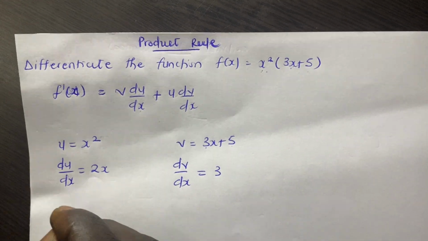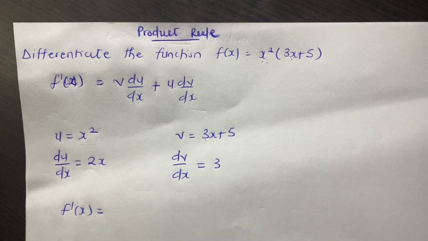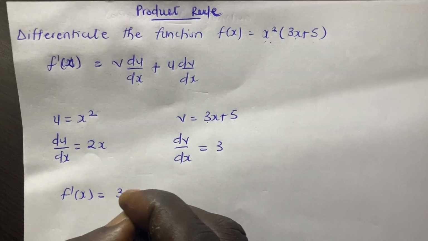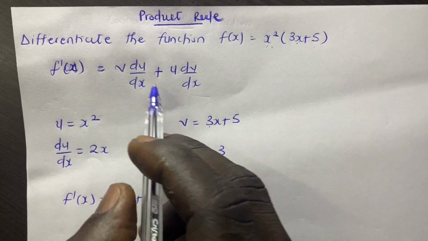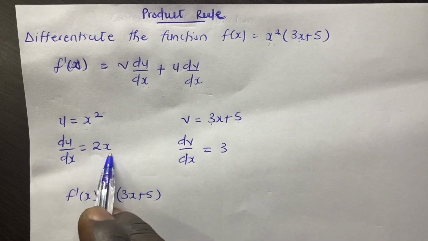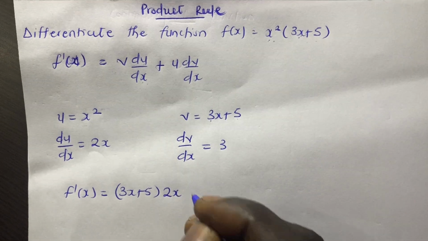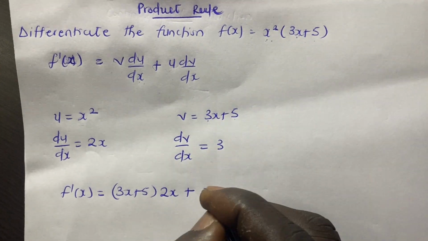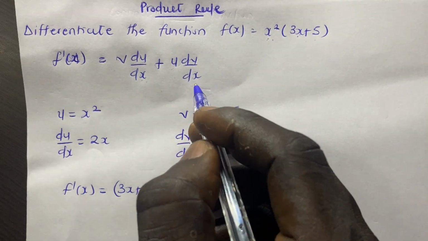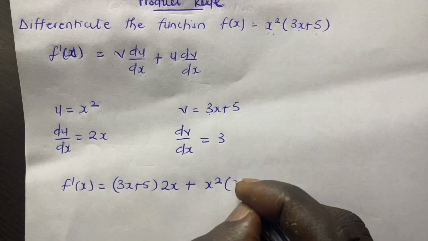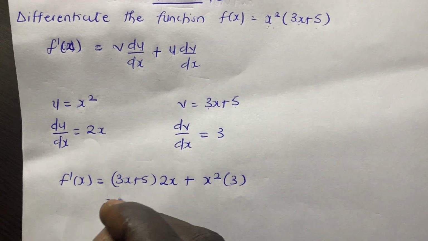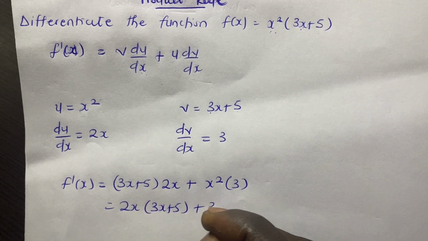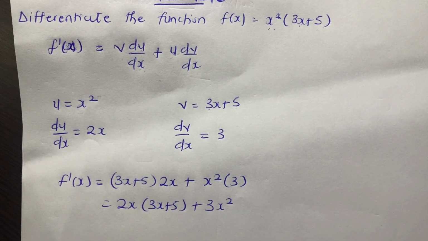So now our f prime of x is v, which is 3x plus 5, times du dx, which is 2x, plus u, which is x squared, times dv dx, which is 3, right? So now our answer becomes 2x into bracket 3x plus 5 plus 3x squared, right?